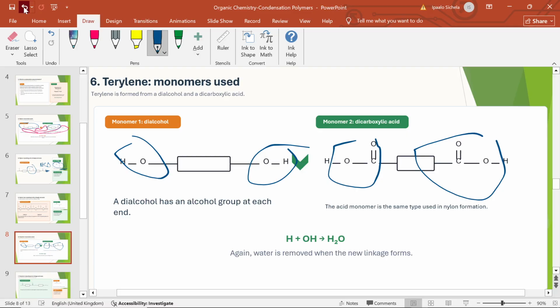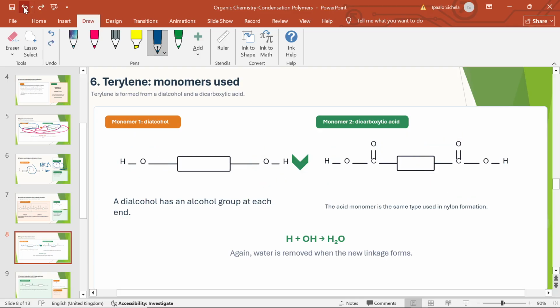Yeah. So that's how you remember the monomers of terylene. So now, if you want to write terylene, how do you write it? Just like nylon, before we wrote nylon, we had to remove the water. So whatever remains after removing the water is terylene. So now how do we remove the water?